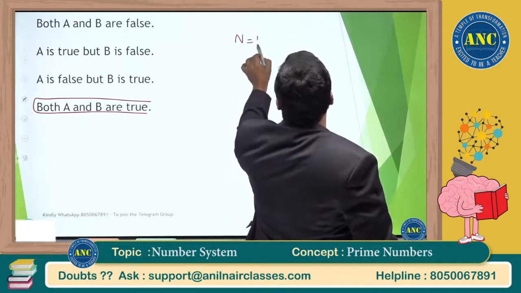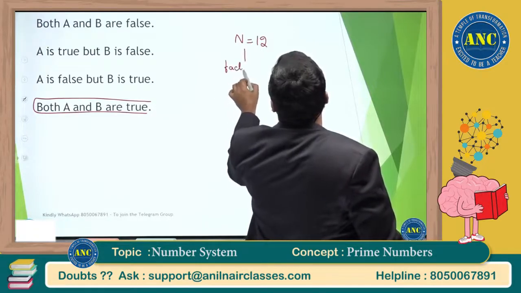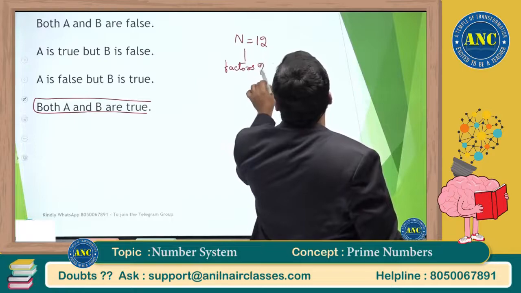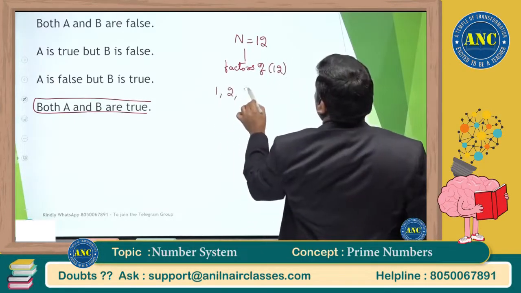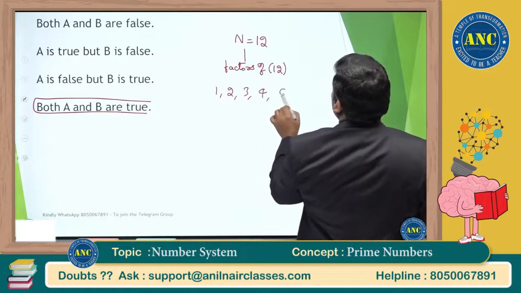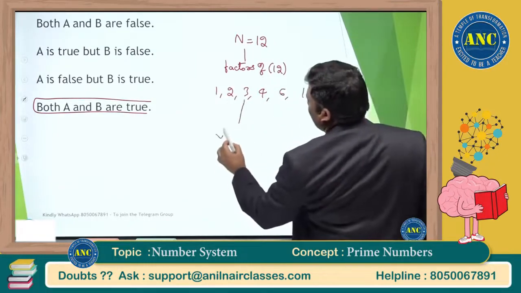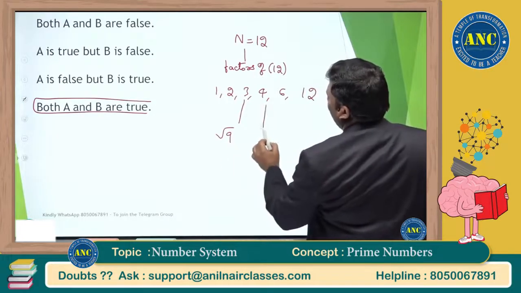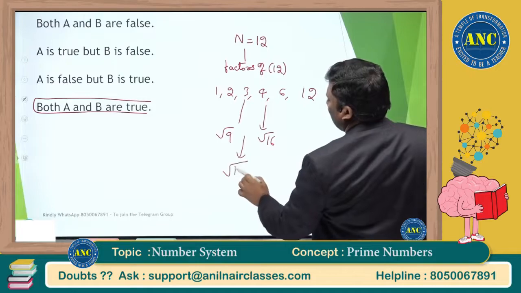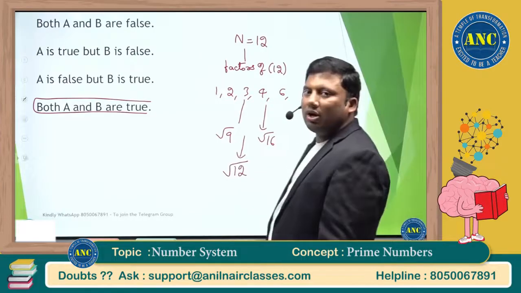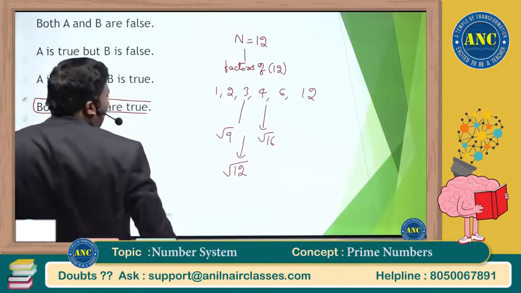I took n equivalent to 12. Factors of 12 are 1, 2, 3, 4, 6 and 12. These are the factors of 12. 3 is root 9. 4 is root 16. Between these values, there is a value root 12. Are you all with me? Between these two values, there is a value root 12.